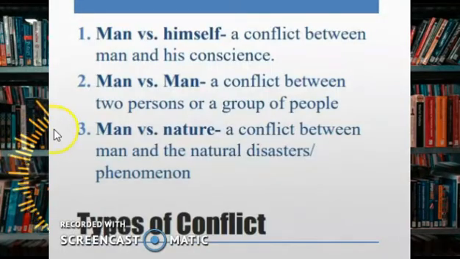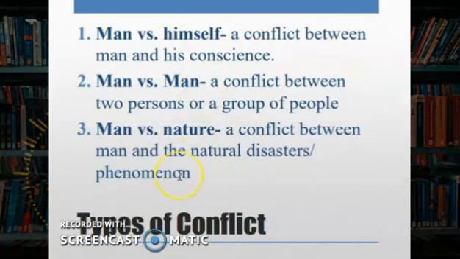In a story, conflicts make it fun and make it more interesting. And we have different types of conflict. The first one is man versus himself. When we say man versus himself, that is a conflict which occurs between man and his conscience.